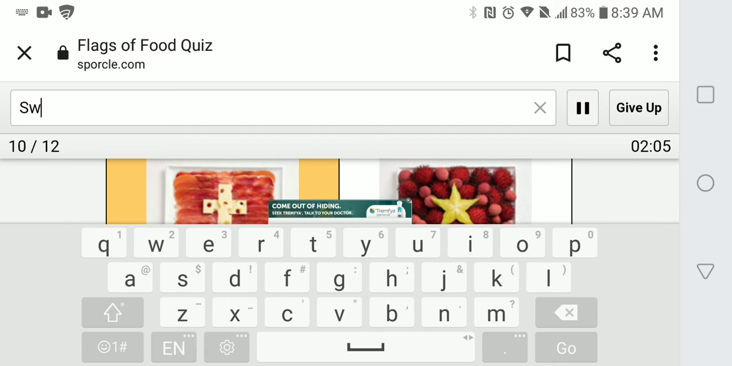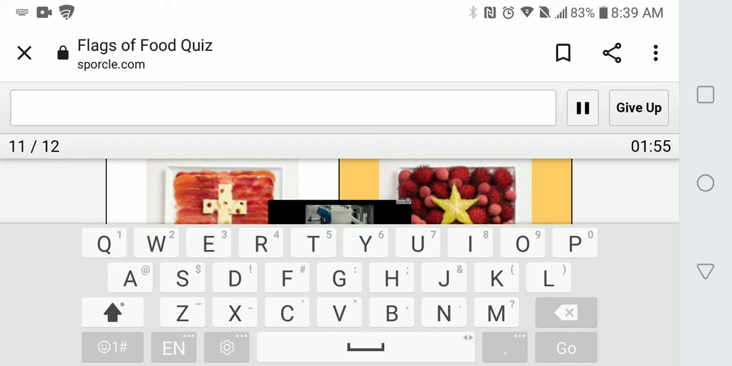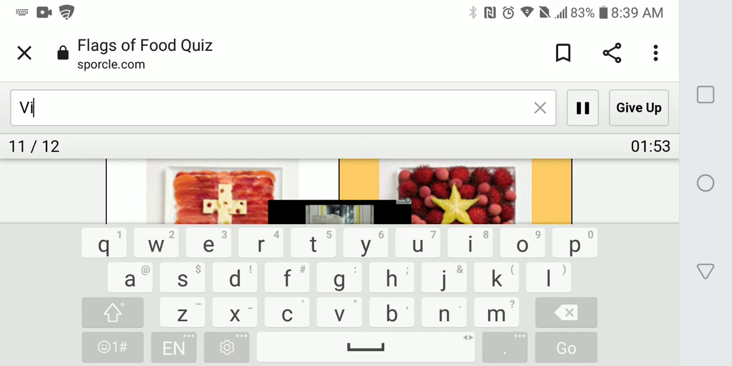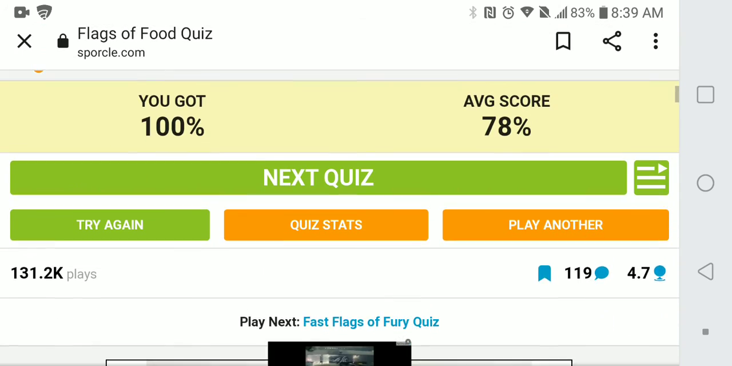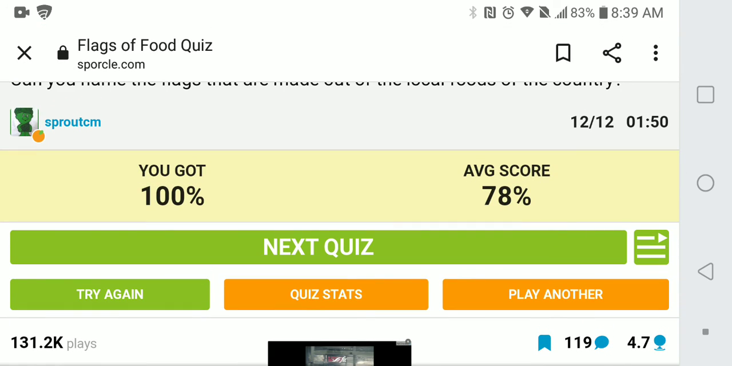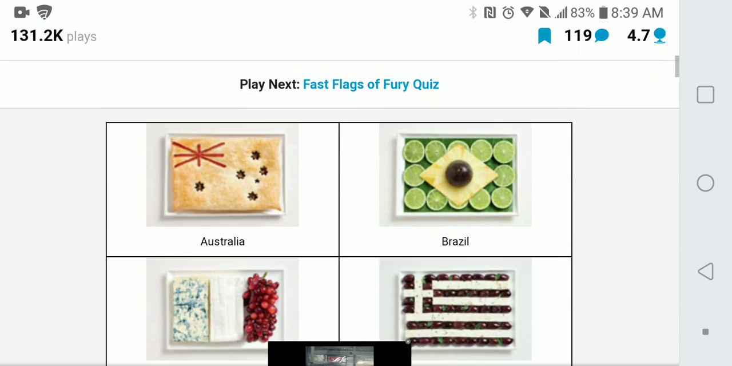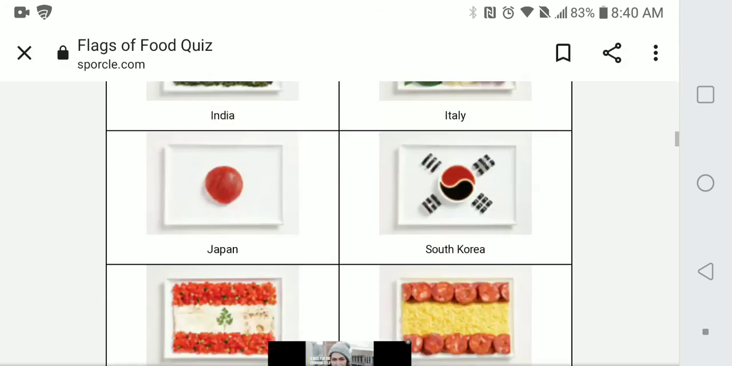This one is Switzerland? I spelled it wrong. Switzerland. There. And then the last one is easy. Vietnam. Let's go. 100%. Somehow the average score is 78%. So let's go. I got all correct.